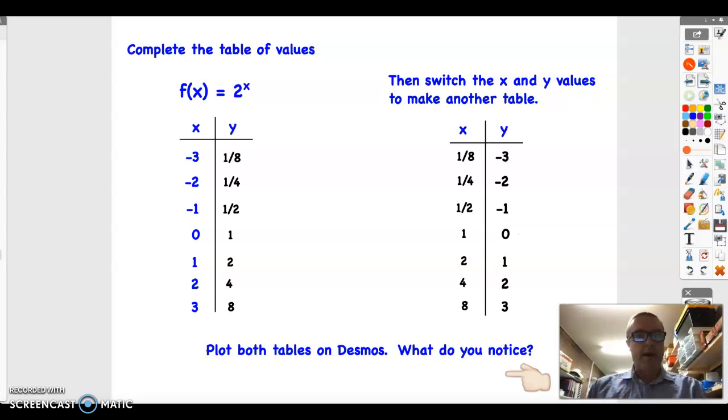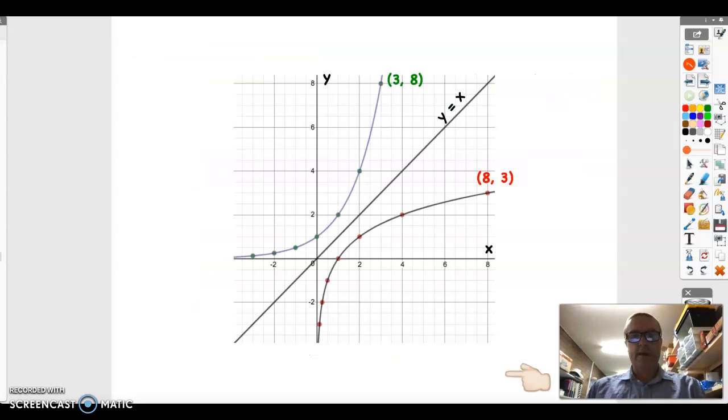Let's have a look. These are our two tables. 2 to the power of x, we've got some negative powers. We've got 2 to the power of 0 is equal to 1. 2 to the power of -3, 1/8. When we swap all of those values around, when we switch the columns, this is what our second table looks like. And plotting those with a graph, we're looking at two graphs that look like this.